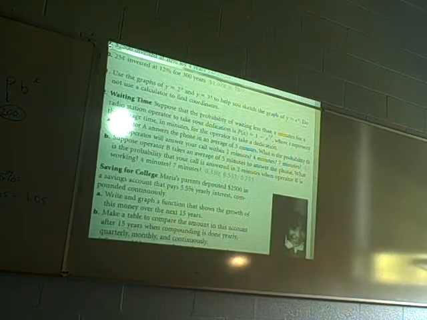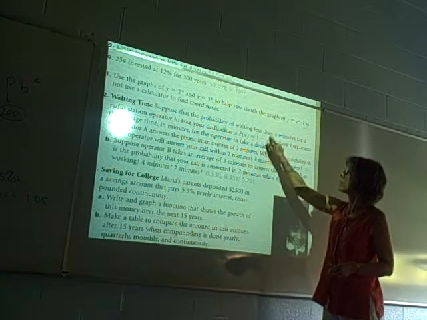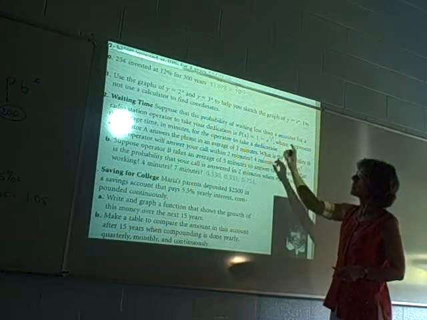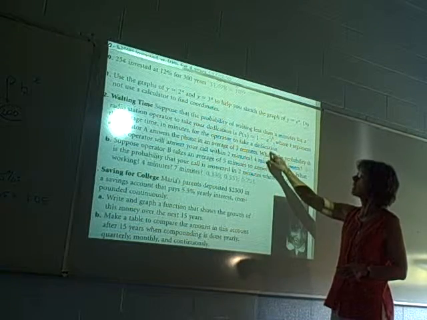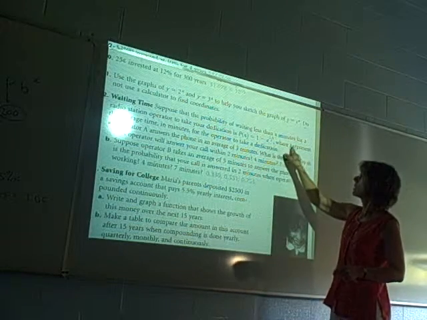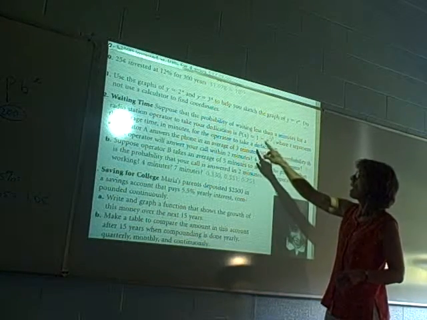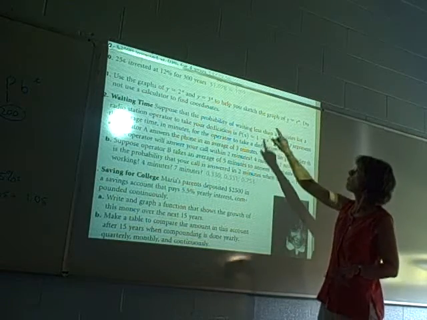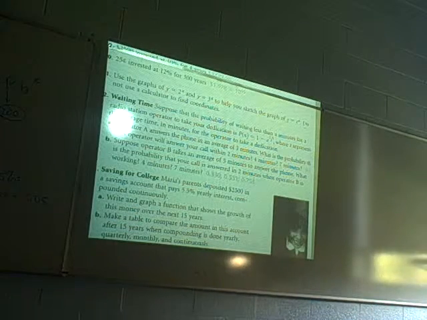Suppose that the probability of waiting less than x minutes for a radio station operator to take your dedication is p of x equals 1 minus e raised to this power, where t represents the average time in minutes for the operator to take a dedication. Okay, so t is the average time for the operator to take a dedication, and x is the time you wait. So it sounds like a plug and chug to me.